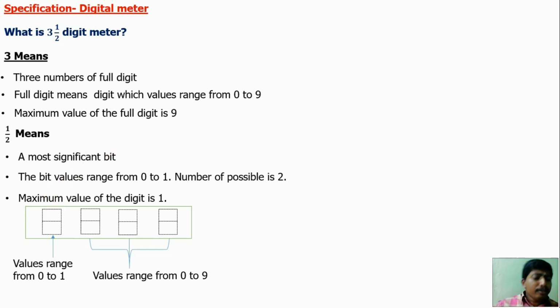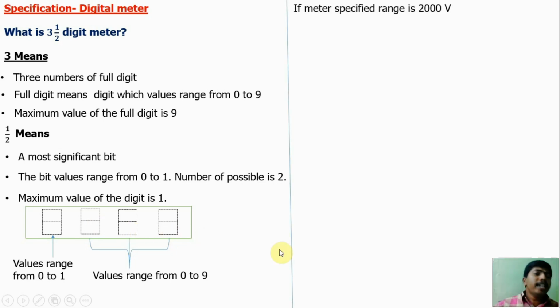The maximum value of the digital meter is 1999. If the meter specified range is 2000 volt, we have to program the decimal point here. If you select the meter as 2000 volt range, it is programmed so that the point will be here.